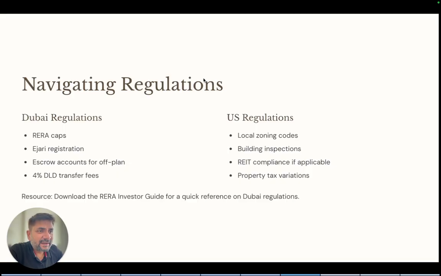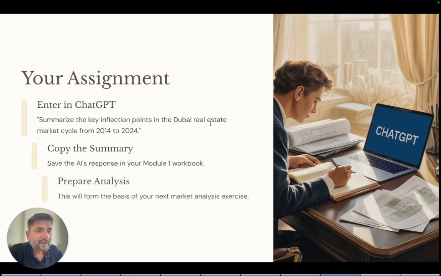In ChatGPT, enter: summarize the key inflection points in the Dubai real estate market cycle from 2014 to 2024, including boom, bust, and recovery phases. Now, once AI gives you the summary, copy it into your Module 1 workbook. This will form the basis of your next market analysis exercise.